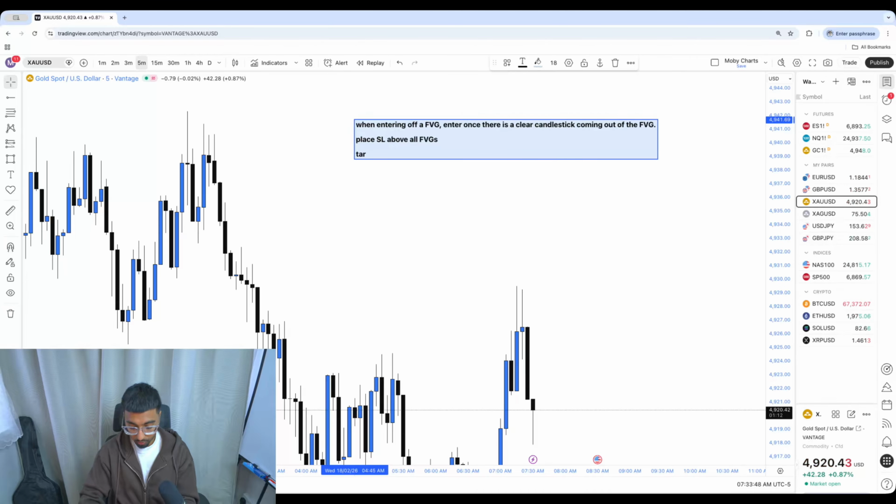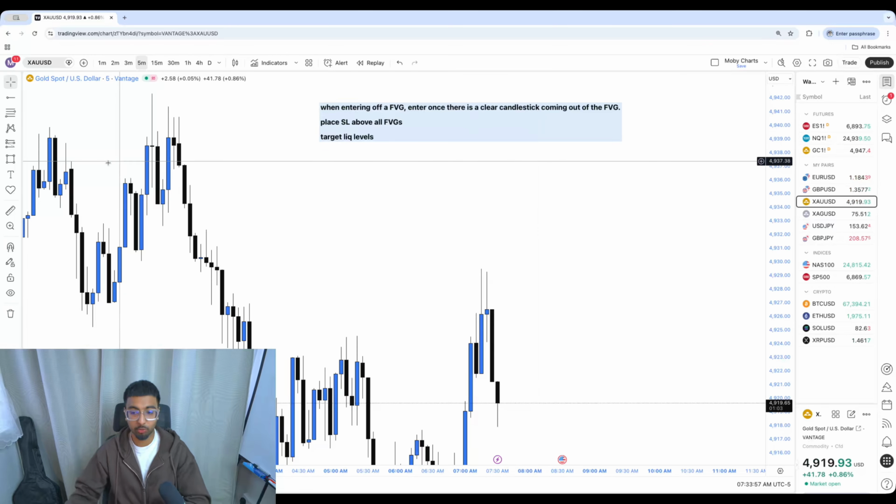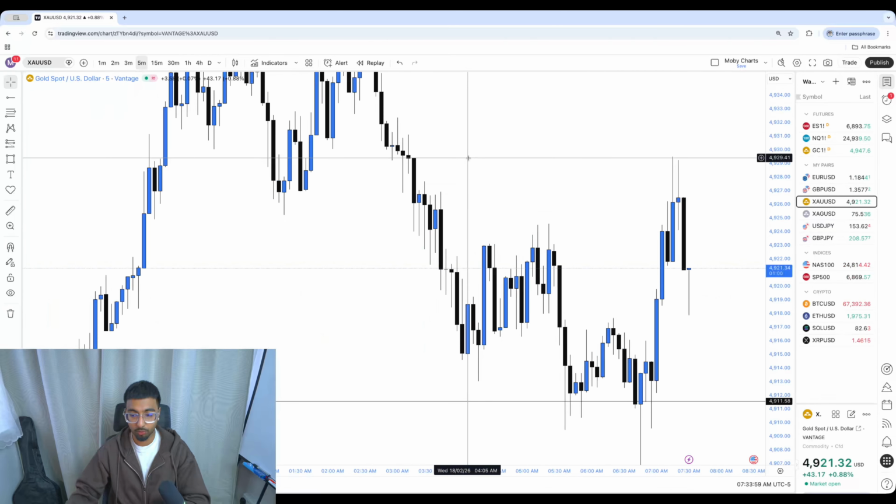And then also target liquidity levels. Boom. Three steps of literally entering off fair value gaps, okay? Let's get some more examples in. Let me show you how this works out, okay?